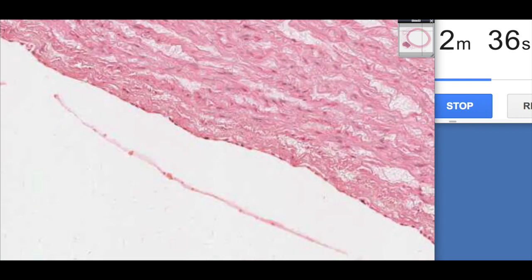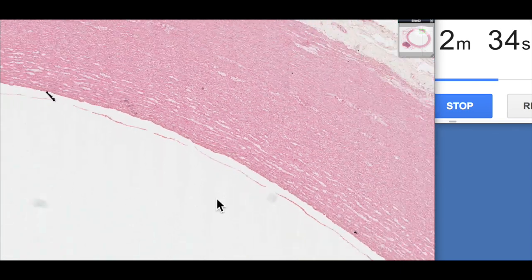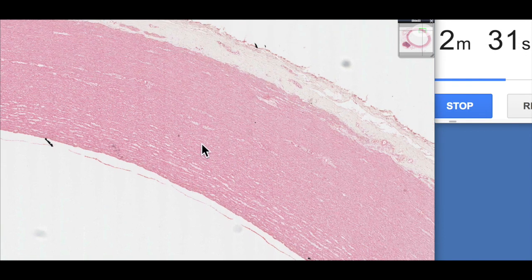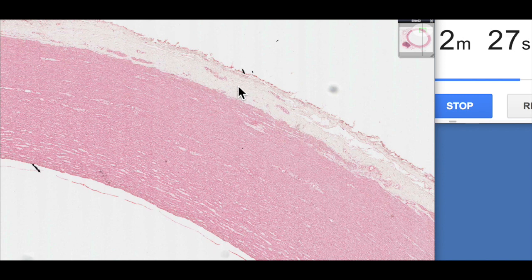Then, if we zoom out again, we have the tunica media, which is this middle layer here, a very acidophilic layer, and then on the outside we've got the tunica adventitia, which is largely connective tissue.